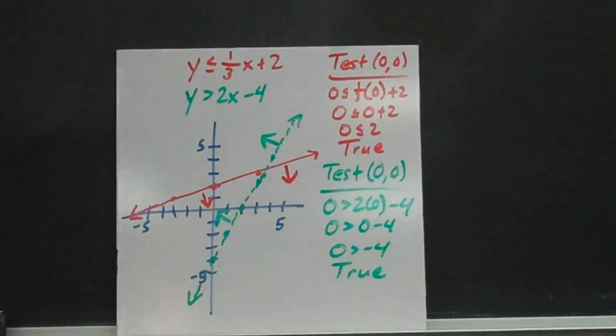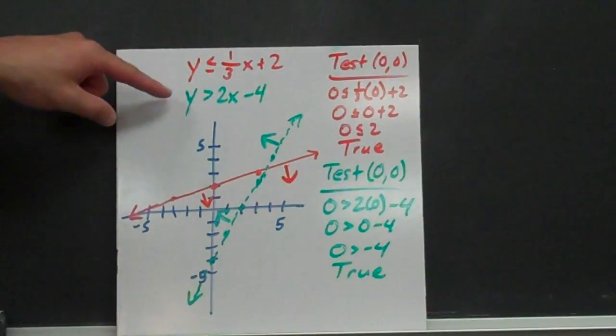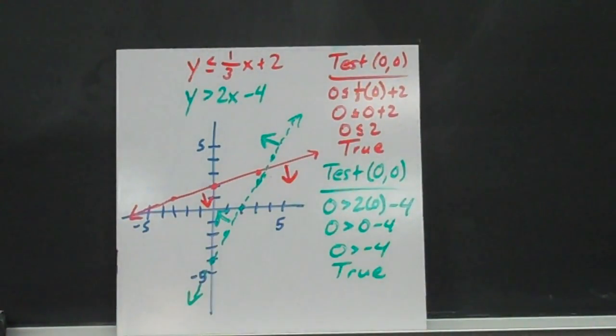This is our lesson on solving systems of inequalities graphically. It's going to be very similar to the previous lesson where we just graphed two variable inequalities. The first thing that we're going to do is graph each one of our lines separately.